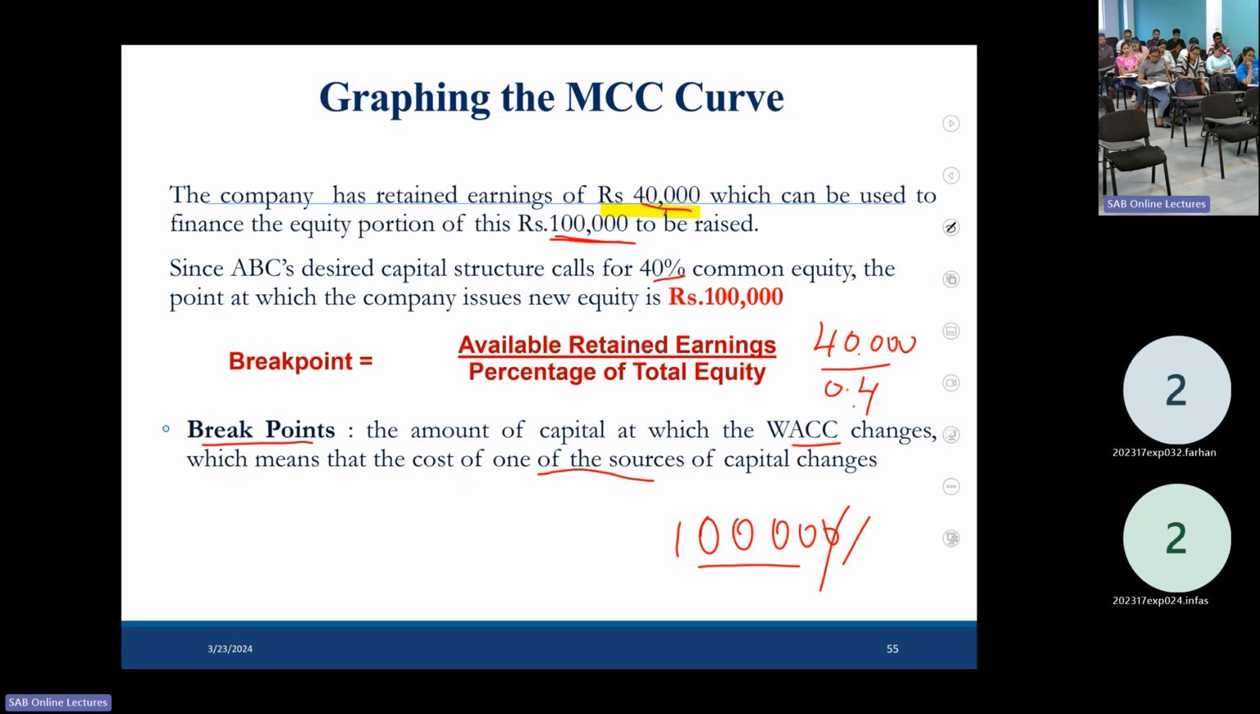So that is the marginal cost of capital. At every point where a break point arises, your weighted average cost of capital changes. Then you can identify the marginal cost of capital: when new stock is issued, what is the cost? That is what we call the MCC, the marginal cost of capital.